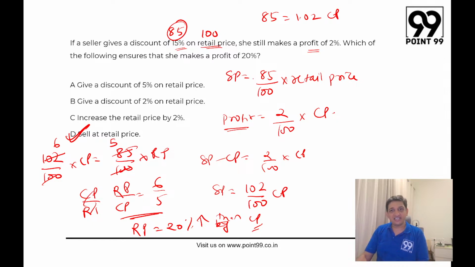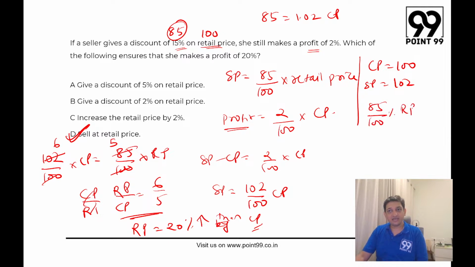अनदर वे ऑफ थिंकिंग अबाउट इज, अगर ये वाला एक्सप्रेशन में नहीं घुसना है, लेट्स से फॉर एग्जांपल, तो सीधा प्रॉफिट पे ही खेल लो ना. प्रॉफिट इज ऑलवेज ऑन कॉस्ट प्राइस, सो आई कैन आल्सो से दैट लेट कॉस्ट प्राइस बी 100, सो माय सेलिंग प्राइस बिकम्स 102, बट द सेलिंग प्राइस इज 85% ऑफ रिटेल प्राइस. सो 85% ऑफ रिटेल प्राइस इज 102, तो रिटेल प्राइस कितना बना? तो 17 5s are 85, 17 6s are 102, you will get retail price as 120. तो कॉस्ट प्राइस 100 है, सेलिंग प्राइस 120 होना चाहिए, रिटेल प्राइस 120 है, विच मीन्स दैट इट इज ऑलरेडी एट द ऑप्टिमम सेलिंग प्राइस.